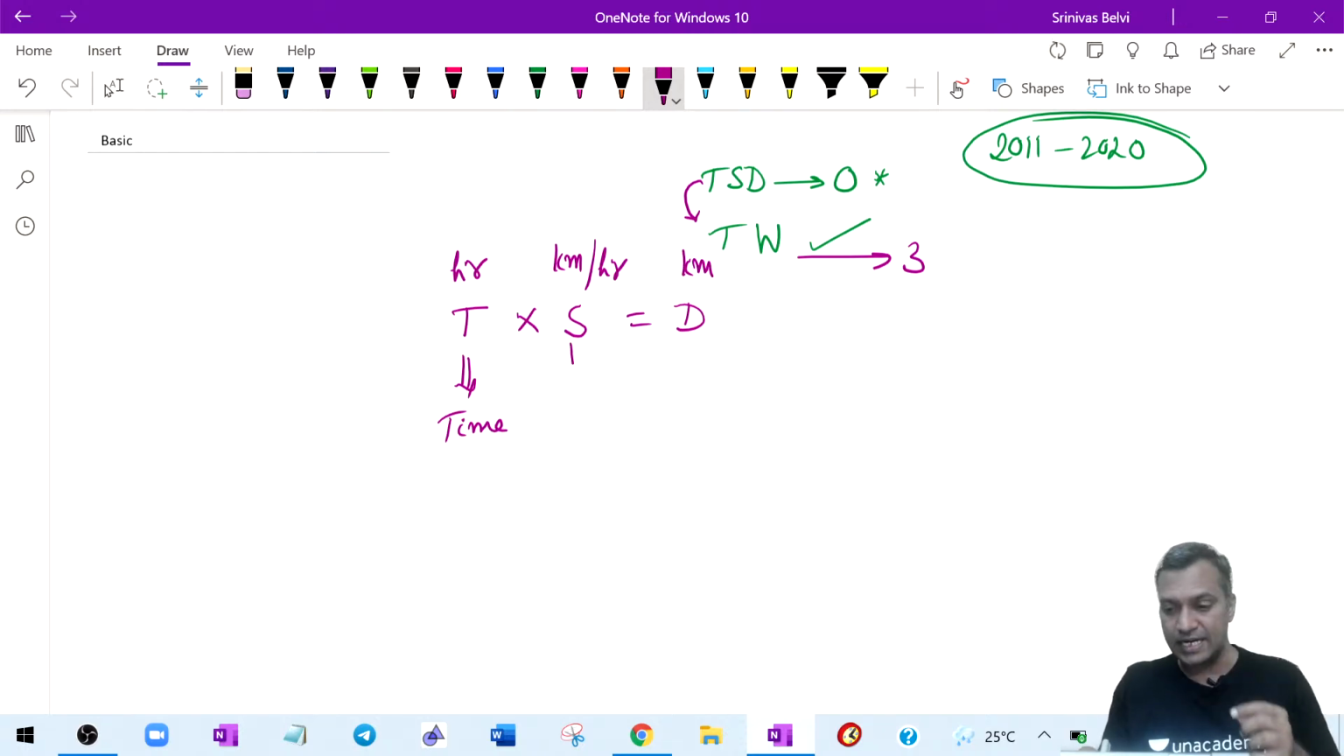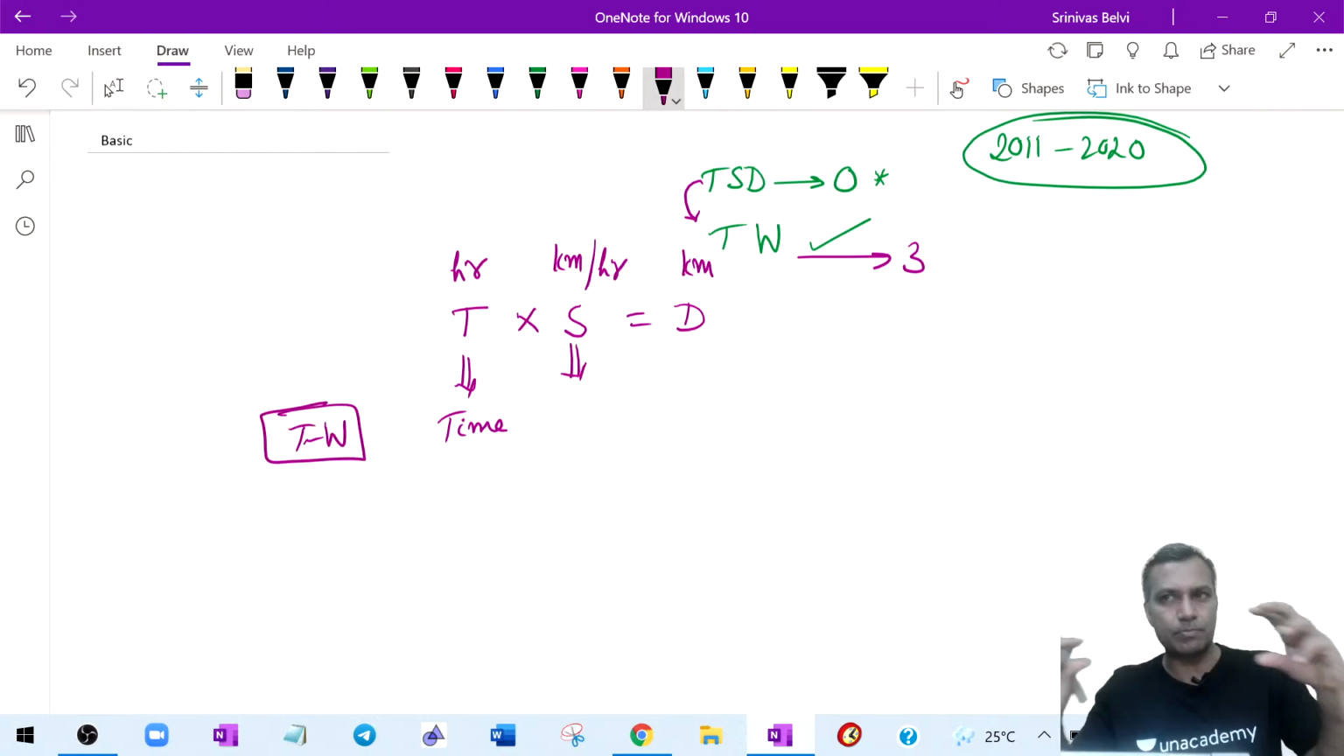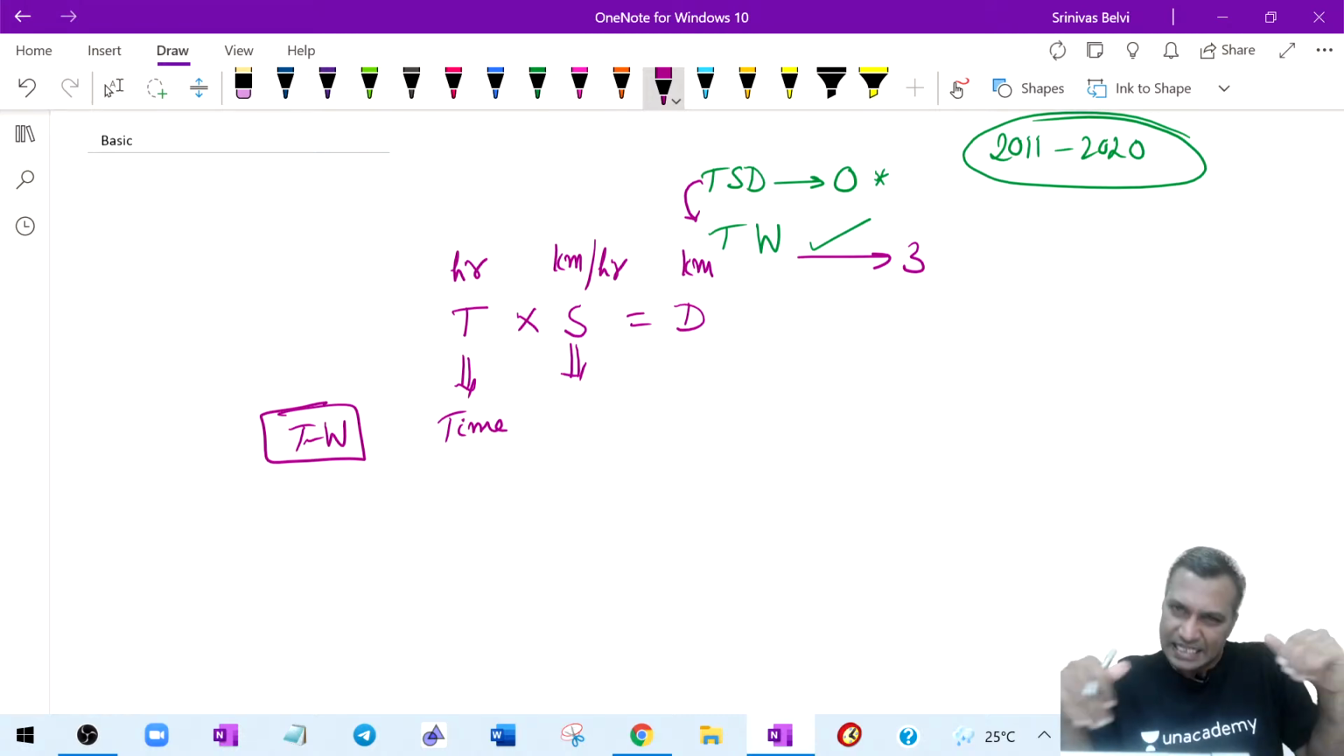So when it comes to time and work, in a very simplistic way, don't try to prove that every question is like that. That's not what I'm trying to tell you. I'm saying I can do away with time, speed, distance, and ask you time and work, for the simple reason that time and work is a function of time, speed, distance in 80% of the sense. There is only that 20% where it is a little different.